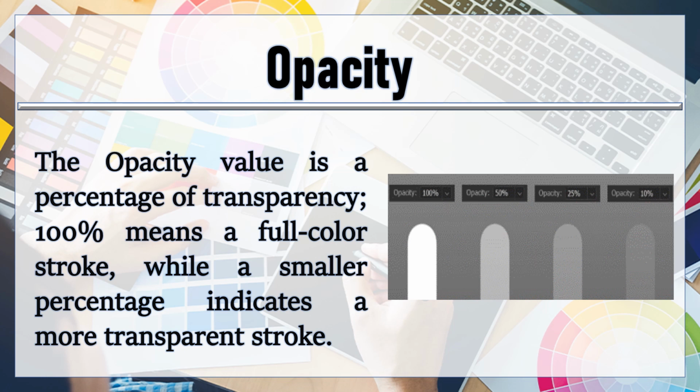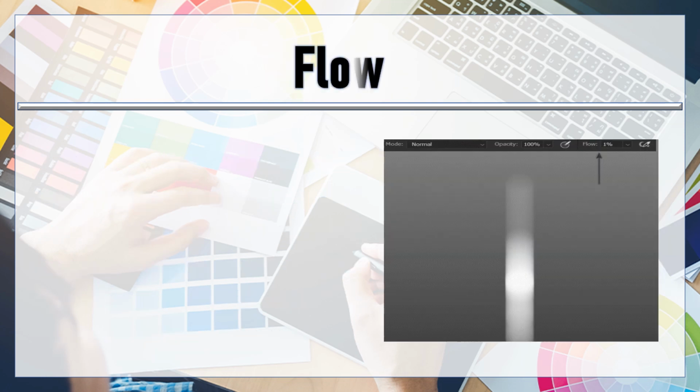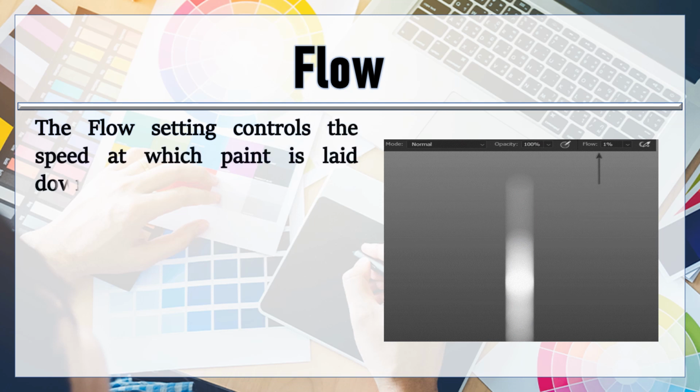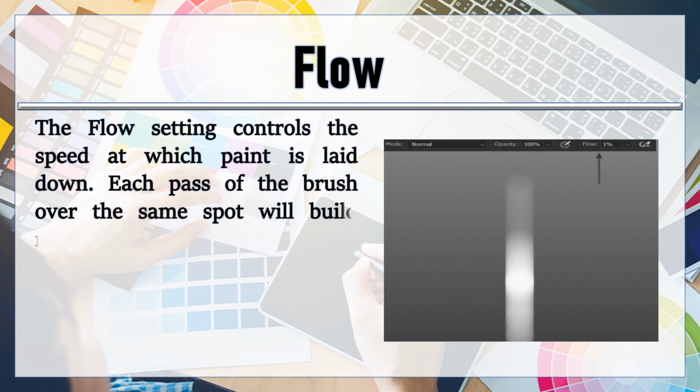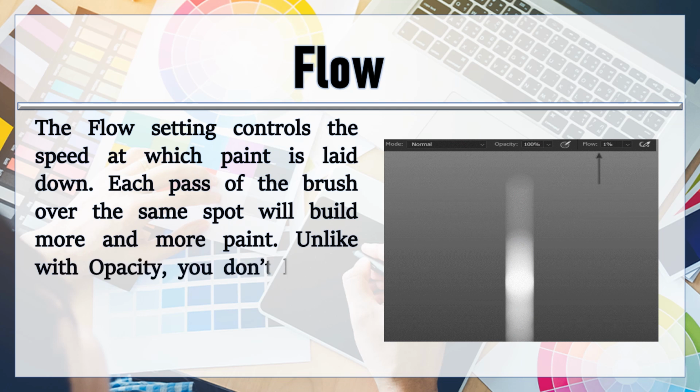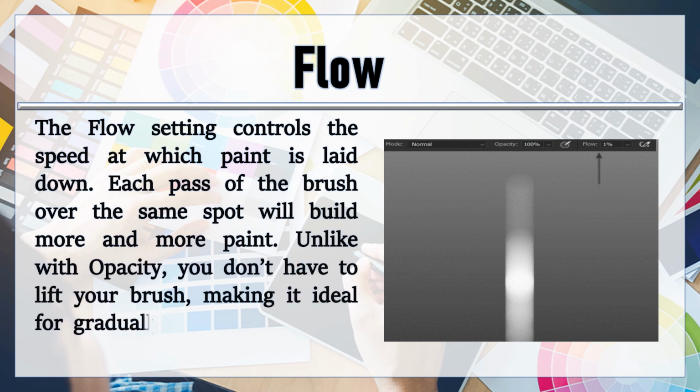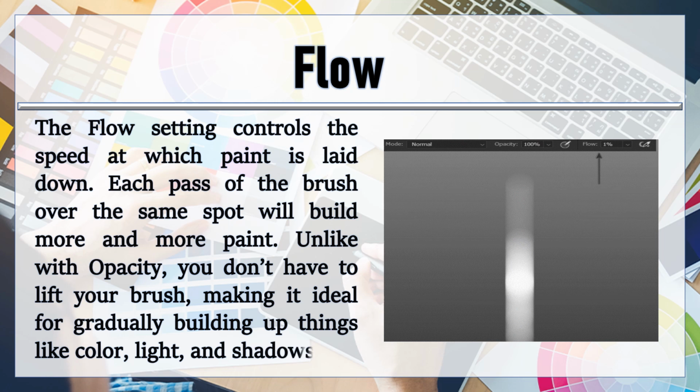Another brush setting is the flow. The flow setting controls the speed at which paint is laid down. Each pass of the brush over the same spot will build more and more paint. Unlike with opacity, you don't have to lift your brush, making it ideal for gradually building up things like color, light, and shadows.